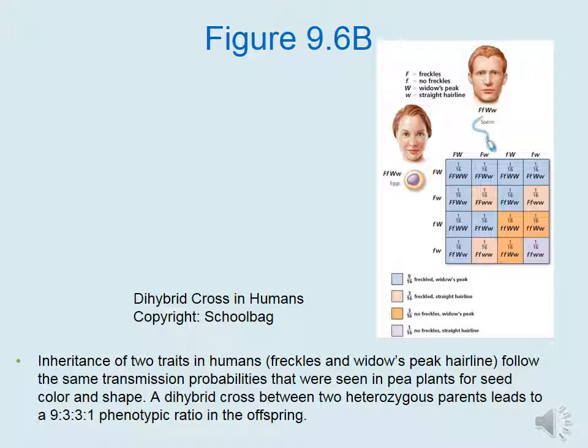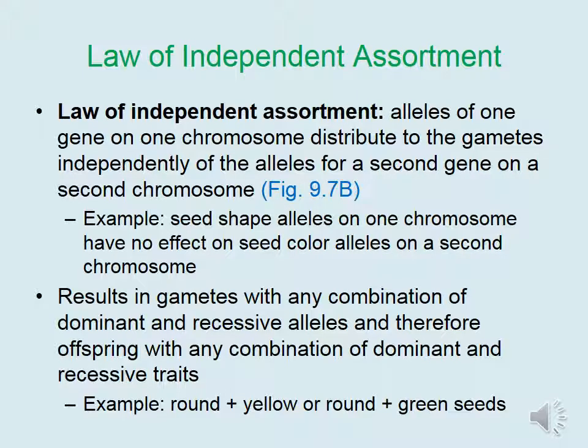Inheritance of two traits in humans, in this case freckles and widow's peak hairline, follow the same transmission probabilities that were seen in pea plants for seed color and shape. A dihybrid cross between two heterozygous parents leads to the same 9:3:3:1 phenotypic ratio in the offspring. The results of Mendel's dihybrid crosses lead us to the law of independent assortment.